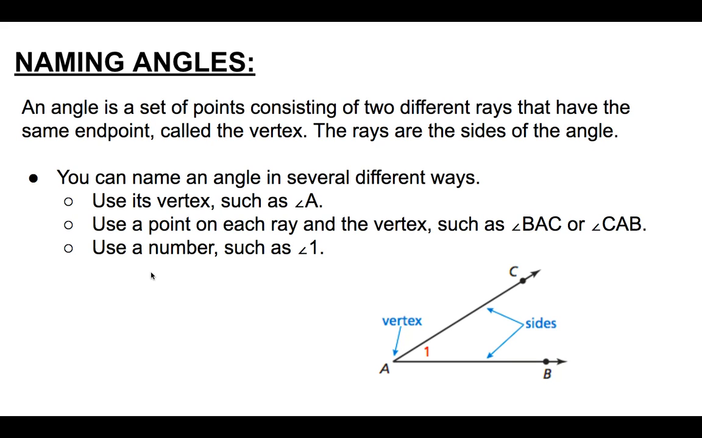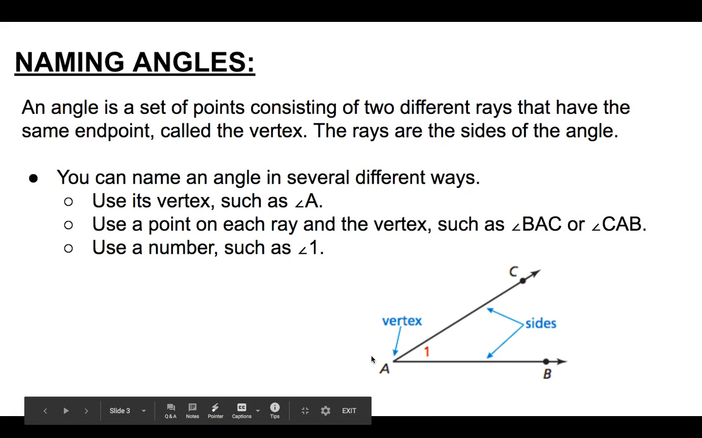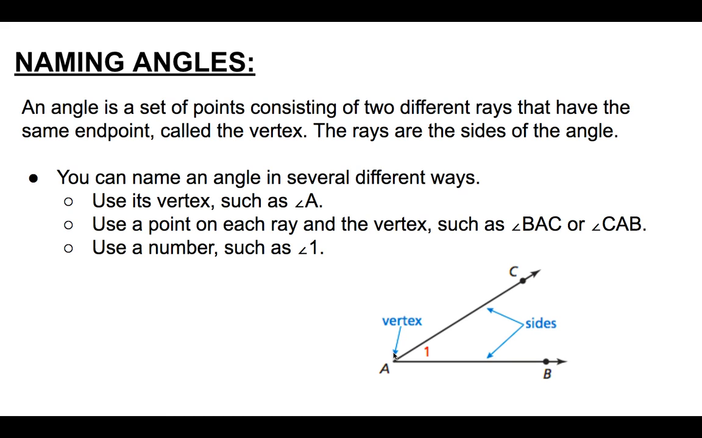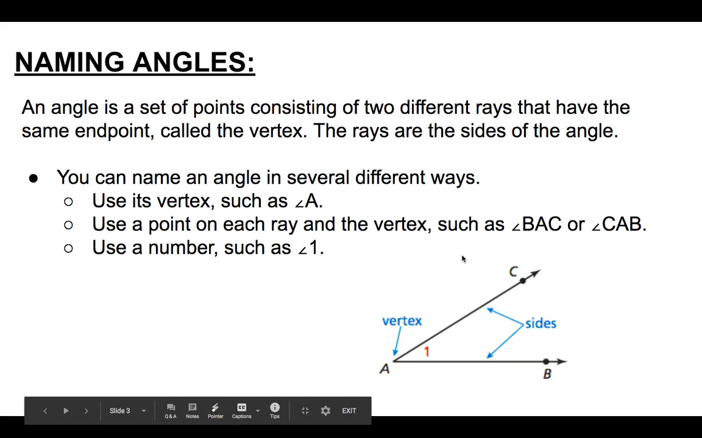Or we could use a point on each ray and the vertex. So I could also say this is angle BAC, or I could say angle CAB. The most important thing that you have to do when you're naming angles using the points is making sure you keep that vertex point in the middle. It doesn't matter if you start at B, then go to A and end at C, or start at C, go to A, and end at B. The most important thing is that we keep that vertex A in the middle when we're naming it using the points.